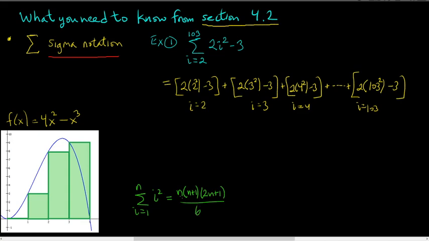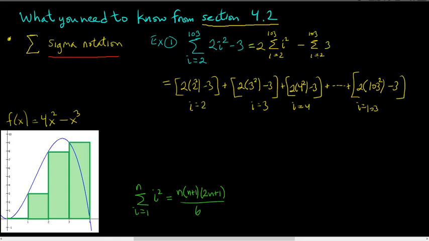That was in the first video for part 1 of section 4.2, and we're going to use that to calculate this. The way we're going to do it is pull out the 2. So we're going to split this up as 2 times the sum, i goes from 2 to 103 of i squared, and then minus the sum, i goes from 2 to 103 of the number 3. So 3 is just a constant.